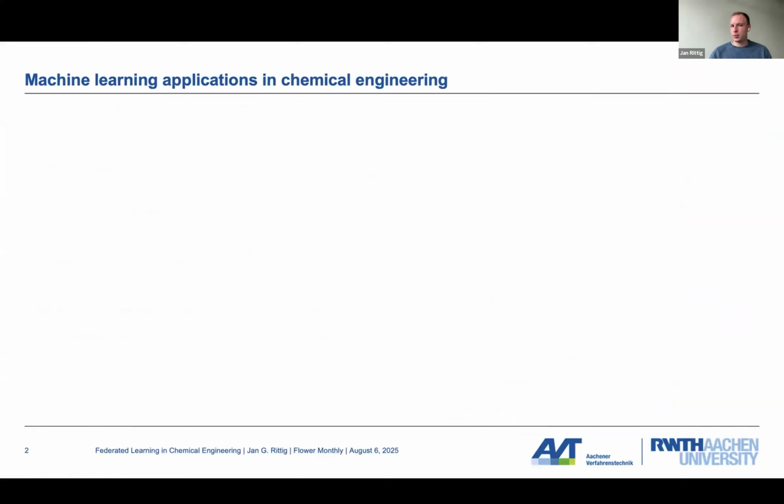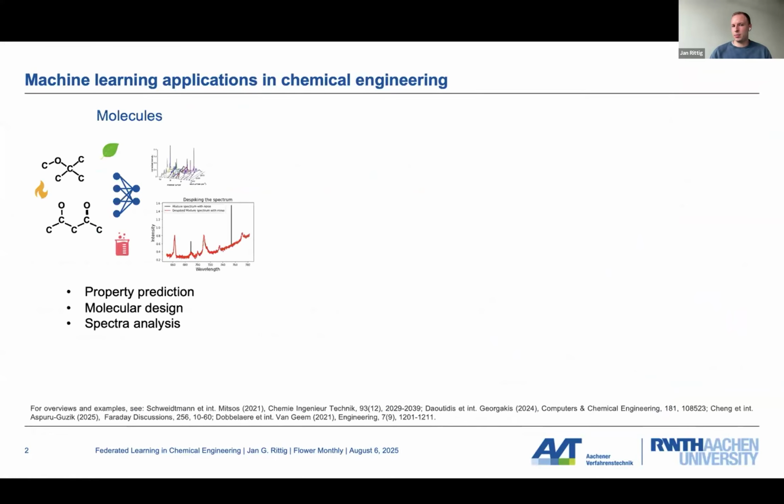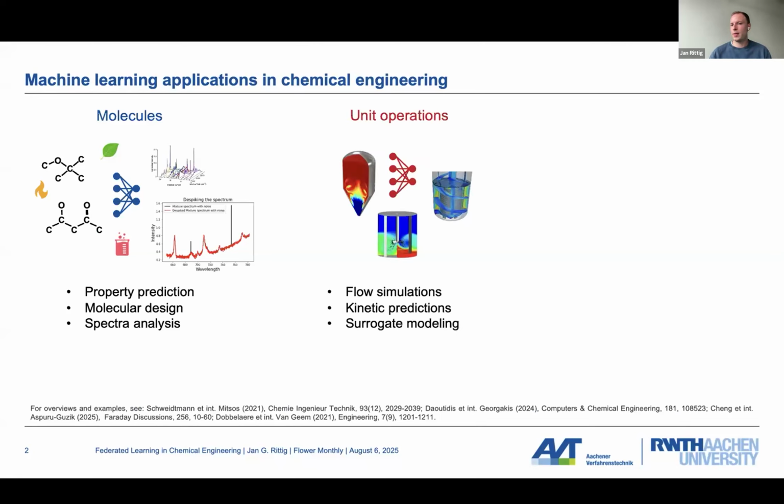And the motivation for this project lies in the significant increase in machine learning applications for chemical engineering in recent years. In fact, machine learning has been applied on the molecular scale, for example, for property prediction, molecular design, also spectral analysis, and so on.